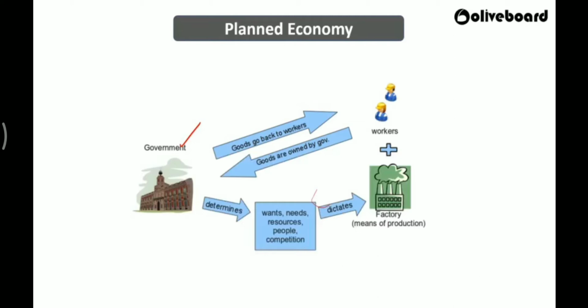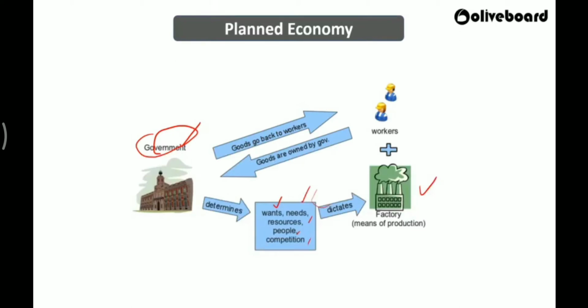So the government determines everything: what is required, what is to be done, how it has to be done, when it has to be done, for whom it has to be done. Everything will be decided by whom? The government. The sole authority here will be the government. They determine wants, needs, resources, people, competition, where, when, everything. And they own the factories, which means the means of production, guys. We have seen what the factors of production are. So everything will be owned by the government, that is, on behalf of the people. Now government will produce, people will consume.